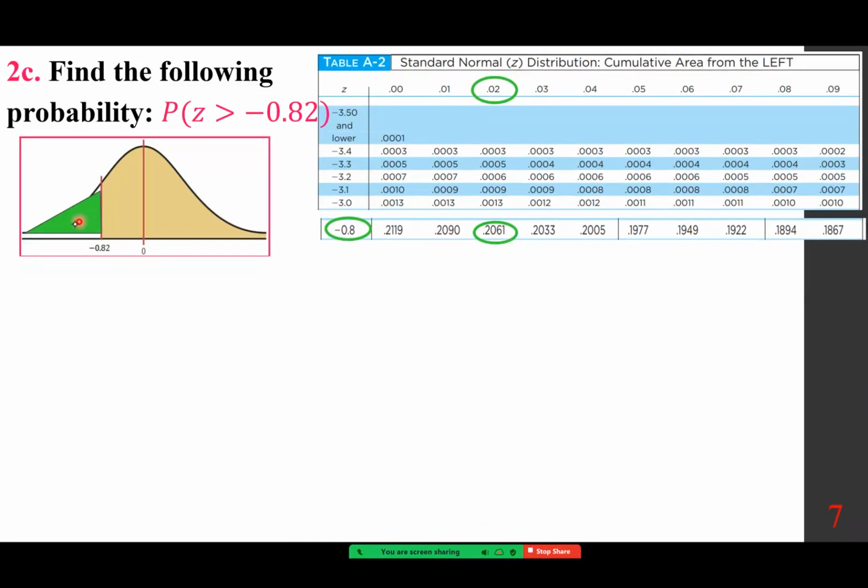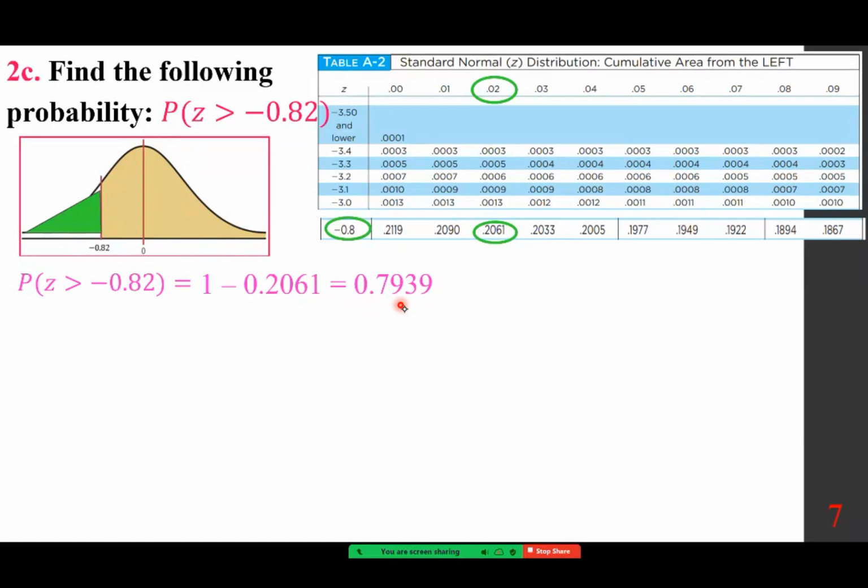So that's the green shaded region. To get what we want, we're going to subtract this number from 1, which gives us 0.7939 or almost 0.8. Sometimes students make a mistake. They don't remember to do the rest and they report this as the answer. The graph will help you see that the answer must be larger than 0.5.